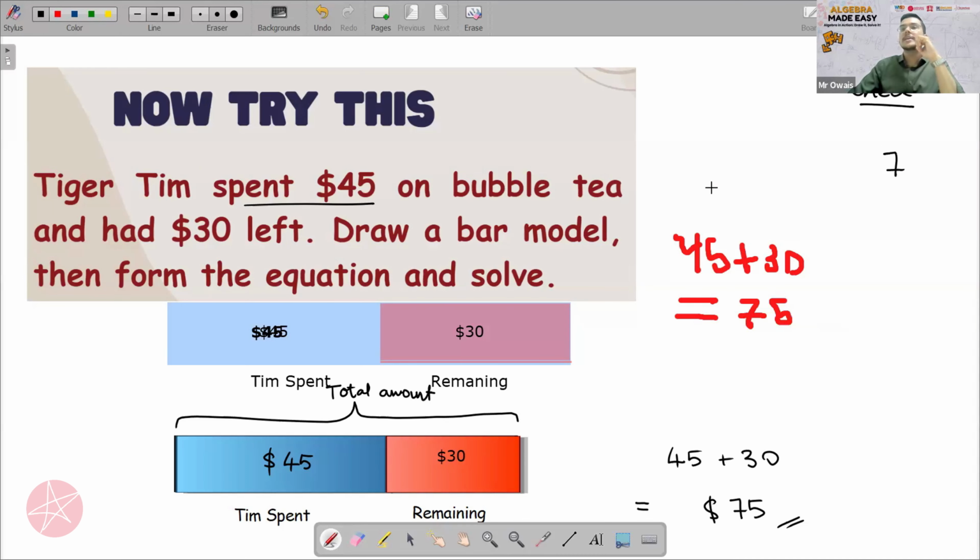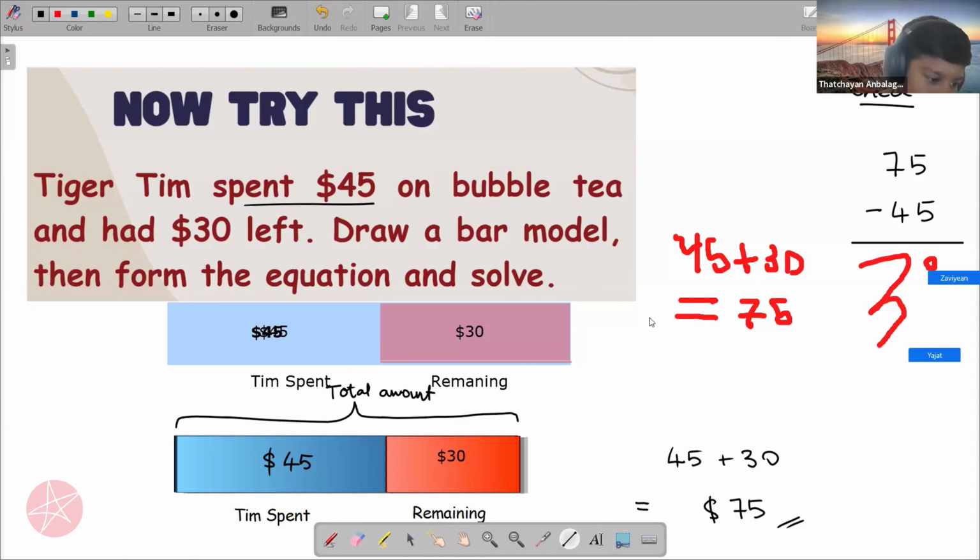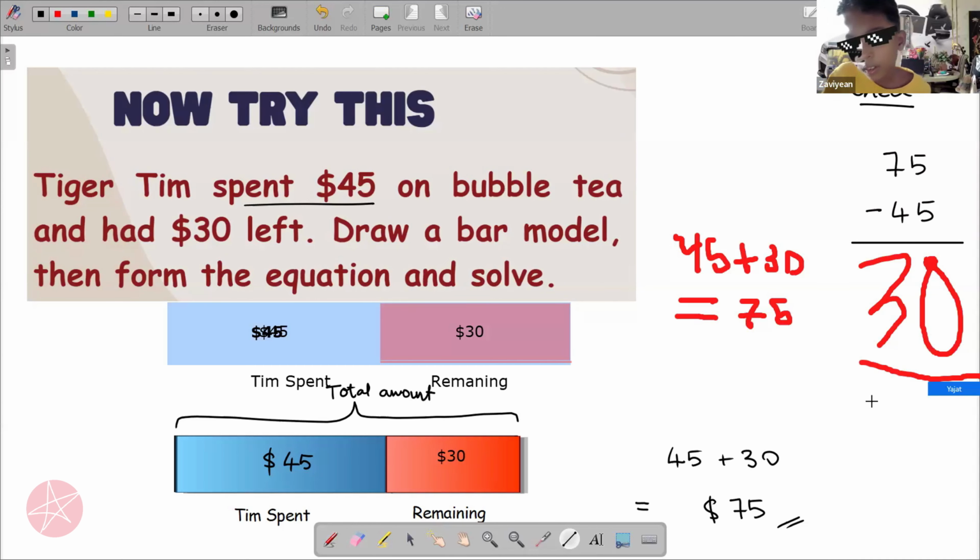Okay, come back here, guys. Yeah, that one is fine. So 75 minus 45. What does that give us? 5 minus 5 equals 0, and 7 minus 4 is equal to 3. So we get 30, right?